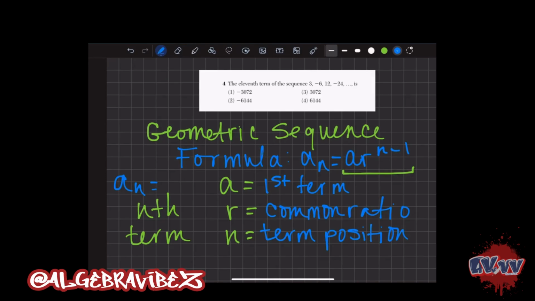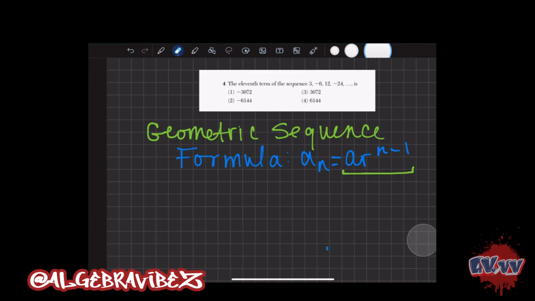For us, all we really have to do is use that formula that's given and input some of the information that we have. So we're looking for the 11th term. So a_n is equal to our first term, which is going to be 3. And then we're going to multiply that by the common ratio, which we found out to be -2.